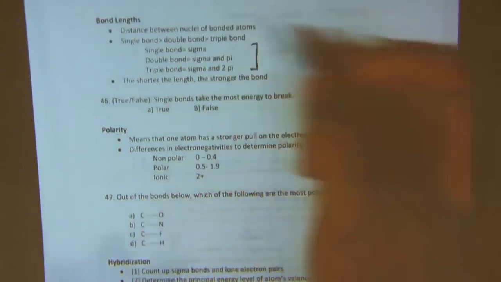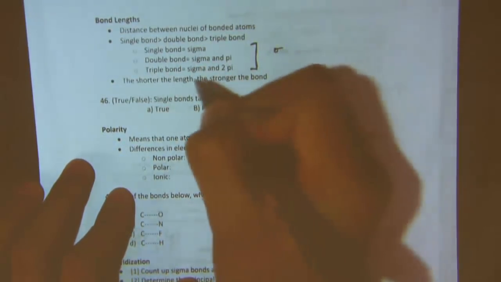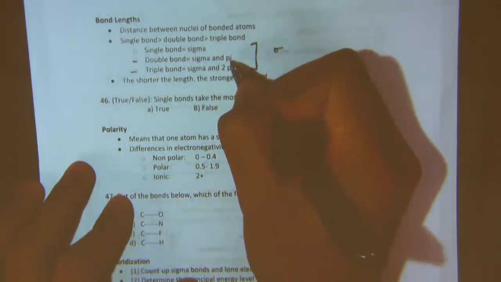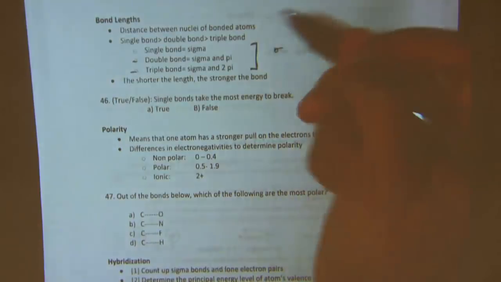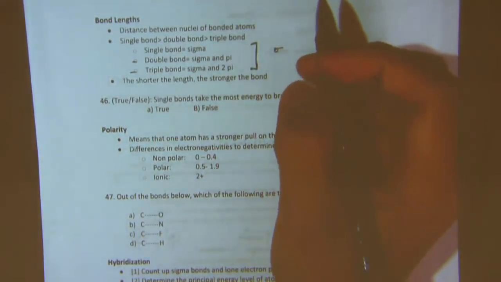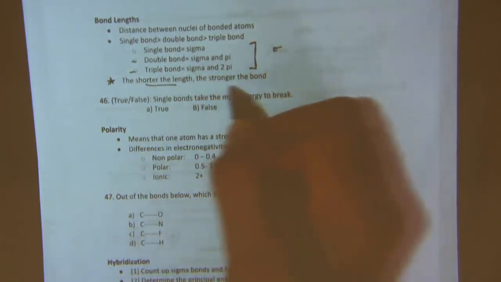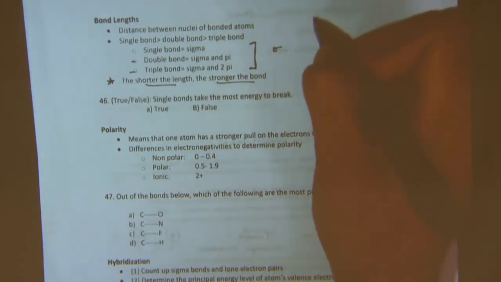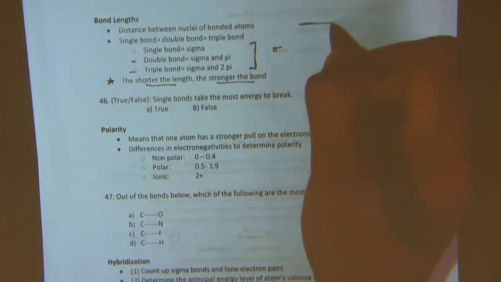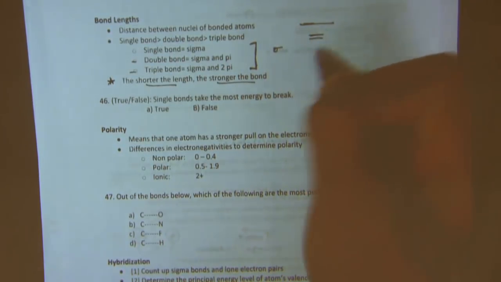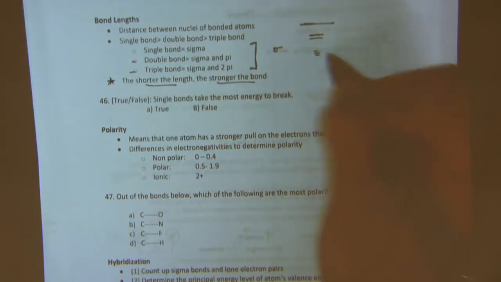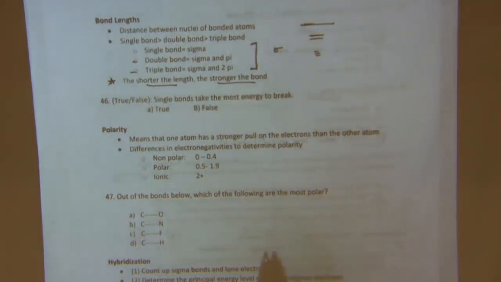So remember, we only have one sigma bond all the time. And then as we go to double bonds and triple bonds, we're going to increase the number of pi bonds, which are the bonds that are above and below the particular atoms. So as I said, the relationship between them is that the shorter the length, the stronger the bond. So we'd have single bonds, like really long, double bonds, and then really short triple bonds. That helps a little bit.